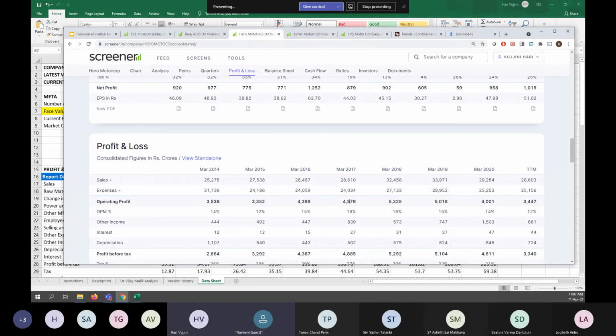Tanvi, you have a question? Yeah, I didn't really understand what face value means. Yeah, it's a bit of a tricky subject. Let me take this in another session, with full focus only on face value.